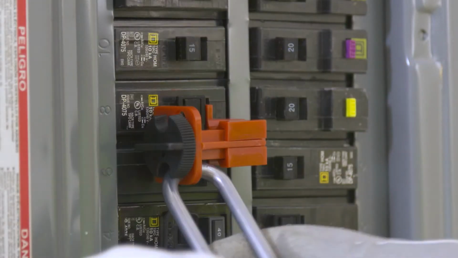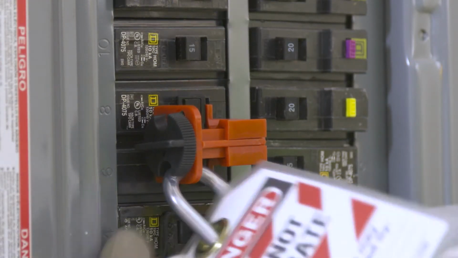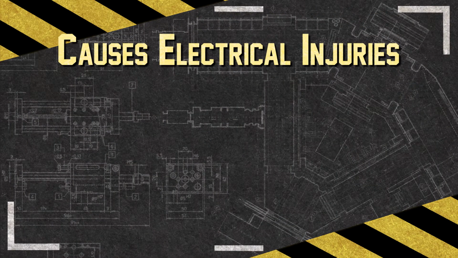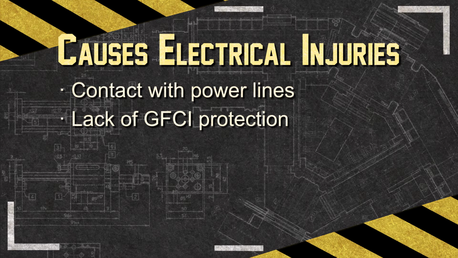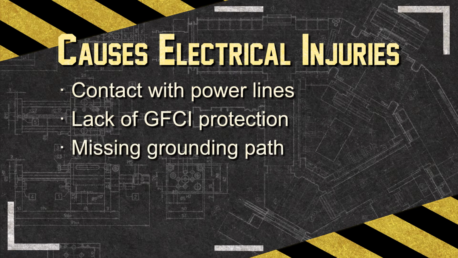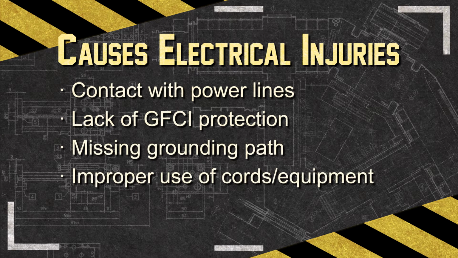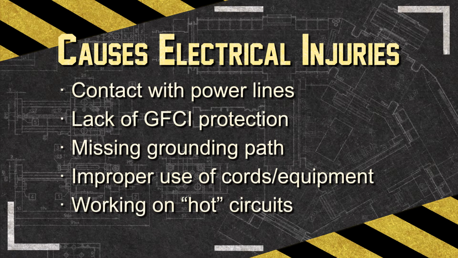The most common causes of electrical incidents and injuries come from the following: contact with overhead or buried power lines and other live parts, lack of or improper ground fault protection, grounding paths missing or discontinuous, improper use of extension cords and equipment, working on energized or hot electrical circuits.